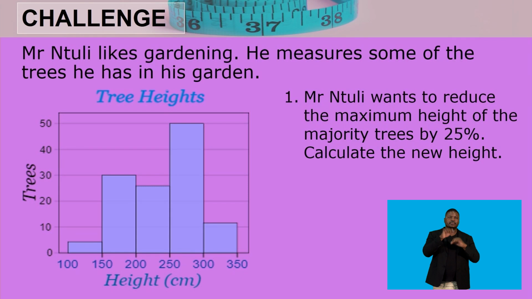Then let's look at the question that I want you to do during your spare time. Mr. Ntluli likes gardening. He measures some of the trees he has in his garden. We've got the graph there with the tree heights and the number of trees. Mr. Ntluli wants to reduce the maximum height of the majority of trees by 25%. If he wants to reduce it by 25%, what must you do? You must calculate the new height, the new height reduced by 25%. This I would like you to do during your spare time.